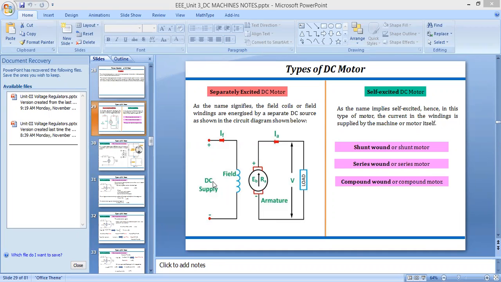So we have studied that the EMF is equal to NPφ upon 60 into Z upon P. N is nothing but speed. P is the number of poles. Then φ is the flux generated. Z is the total number of armature conductors. We are using the armature as a conductor. So we have studied all these things. Then we have studied the equations for the torque.